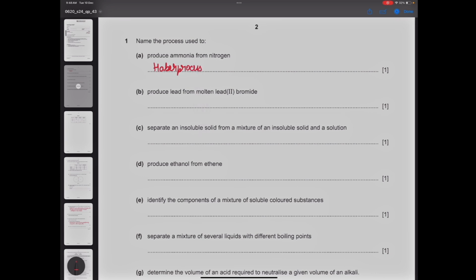In this equation you need to remember N2 plus 3H2 giving 2NH3. Name the process which is used to produce lead from molten lead bromide. So this will be done using electrolysis. When you want to extract metals from their ionic compounds, electrolysis will be used.